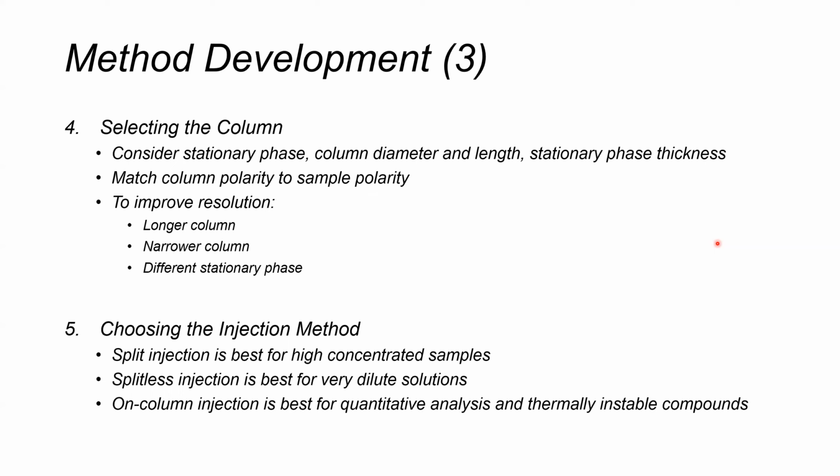And then the last thing that we want to talk about is choosing the injection method. The split injection is best for highly concentrated samples because it rejects a lot of the sample, depending on the pressure inside of the oven. Splitless injection is best for very dilute solutions. This gets around 80% of the solution, so most of it will go into the column. And then on-column injection is best for the quantitative analysis of thermally unstable compounds.